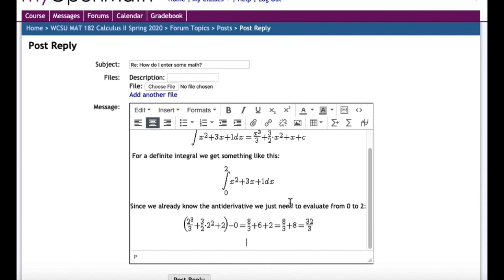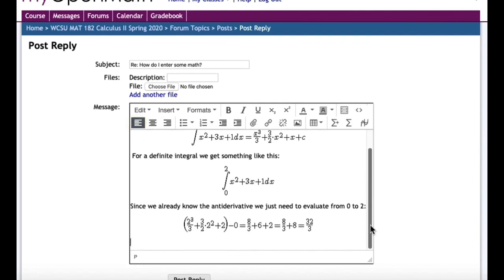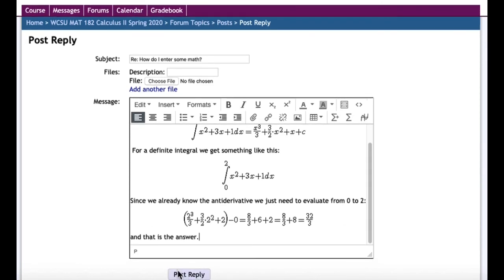Always be sure to double check your work. It's easy to make an arithmetic mistake, especially if you're doing arithmetic at the same time you're typing. Finally, you should have some sort of closing to your sentence. Then we can post our reply.